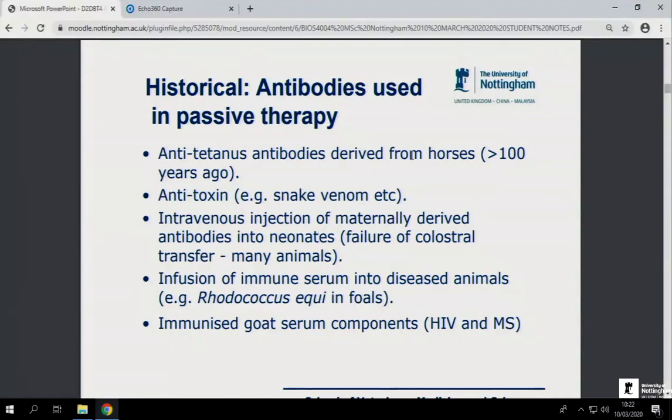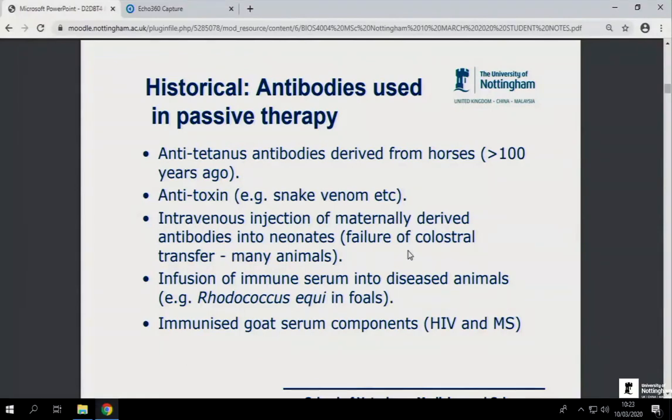Believe it or not, horses were used for making anti-tetanus antibodies about 100 years ago. They used to immunize horses against tetanus, and then put the serum or the plasma into human beings that had tetanus. And if they didn't die of toxic shock, they survived. There's also antitoxins, of course, which you know about, to protect you from being bitten by some nasty snake somewhere. Intravenous injection of maternally derived antibodies. For example, colostrum in many mammals contains antibody to local pathogens. That's why babies take the colostrum. If you then use that to transfer into neonates, you can transfer antibody that way.